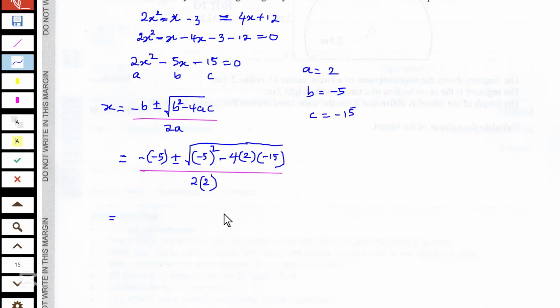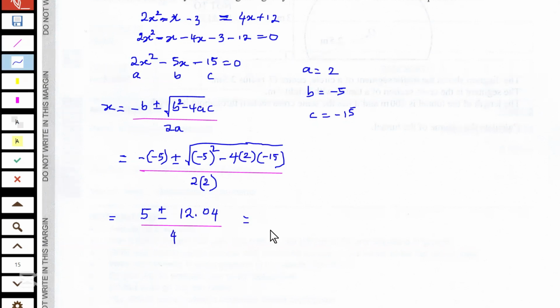So we can go further to simplify this using your calculator. Negative times negative is positive, so we have 5 plus or minus 12.04. After finding the square root of this, you should get 12.04. Then we divide by 4. So let's divide by 4.